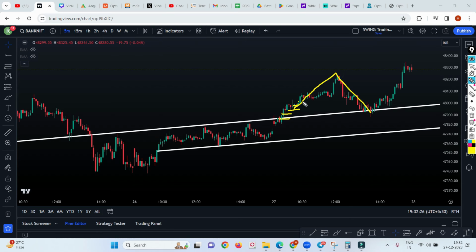Stop loss hunting. People who went here might have put the stop loss here, and it got triggered. People who entered here might have put the stop loss here, and it got triggered. People who might have entered here might put the stop loss here, and it got triggered. And finally, the intention of the big players is to get the market up again. And let me show you why it took this resistance here.